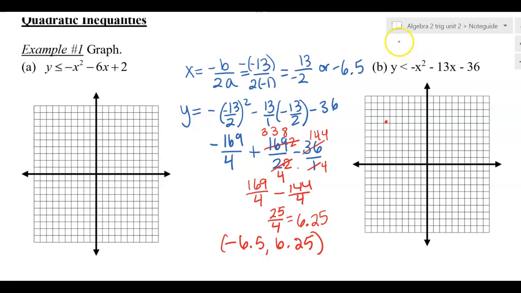So if we plug in negative 5, so we're going for a point where x is negative 5, what are we going to get? So I'm going to have to go through and do this arithmetic. So I'm going to have negative 25 plus 65 minus 36. So that's 40. Okay. Minus 36, which is 4. Okay. So I get the point negative 5, 4.